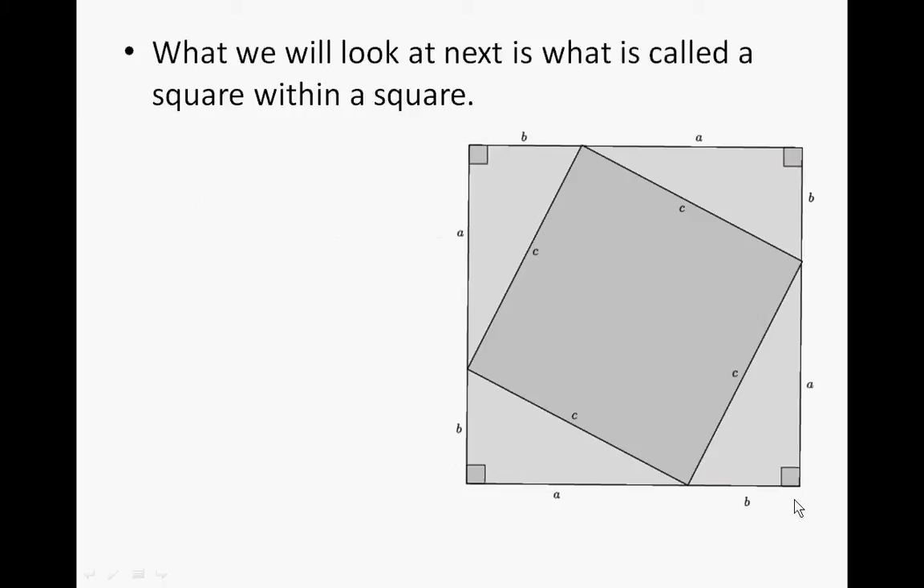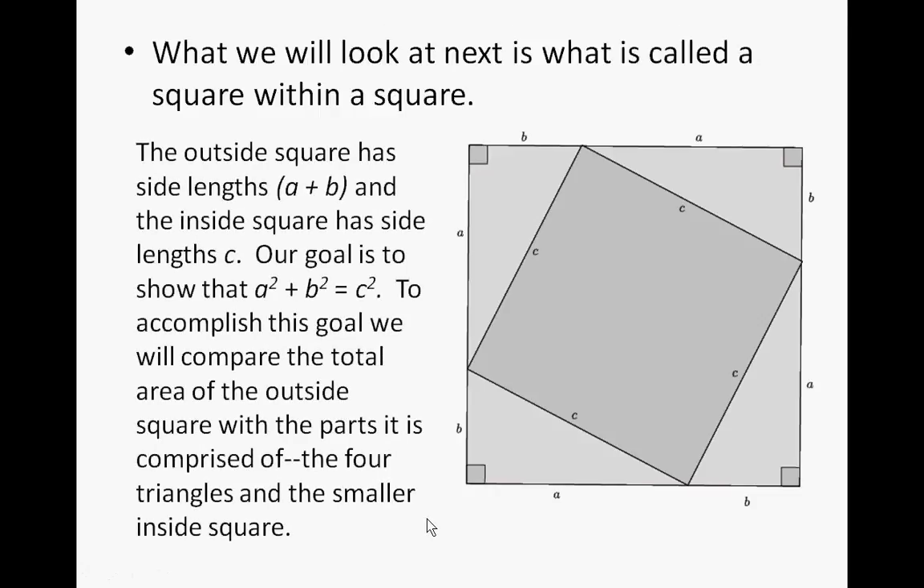So what we're going to use is a square within a square. Notice we have a big square, and we have the inside square. So we're going to refer to this as the outside square and the inside square. The outside square has side lengths of a plus b. If we take a look at the top, b comes before a, but remember, commutative property of addition means that we typically put them in alphabetical order, so a plus b. The inside square has a side length of c, so this side length is represented by c.